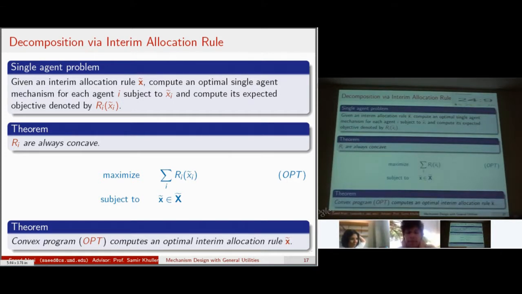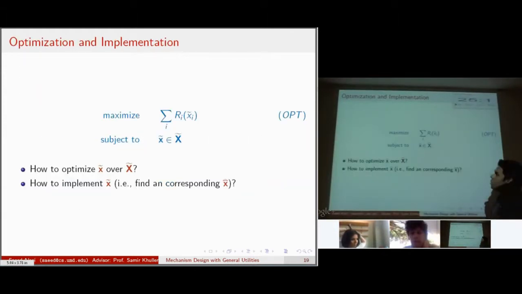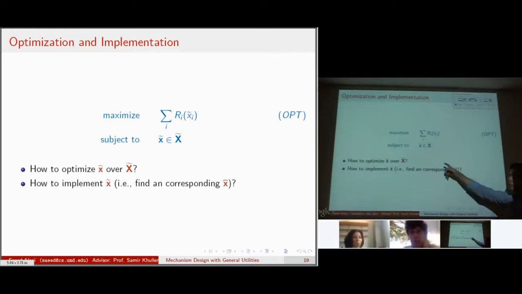That n times m things for the... No, we don't have the ex post allocation rule. We just have the interim allocation. So, as I said, there are two questions that we have to answer to use it. First of all, we have to be able to solve this. And once we have solved it, to be able to construct a mechanism, we have to come up with an ex post allocation rule that implements it.